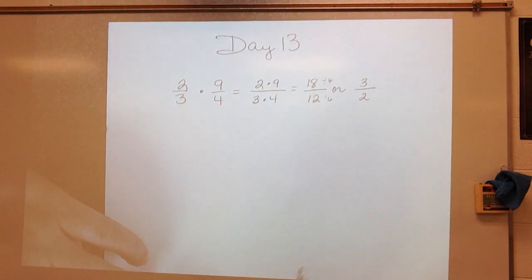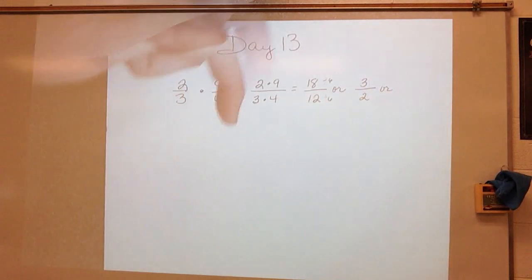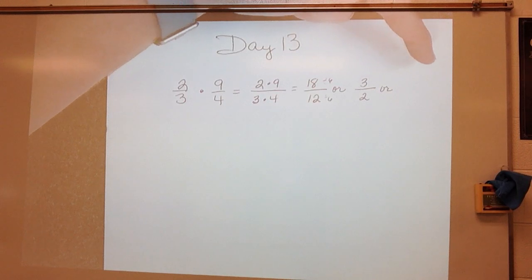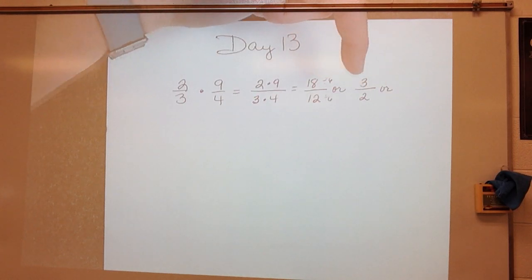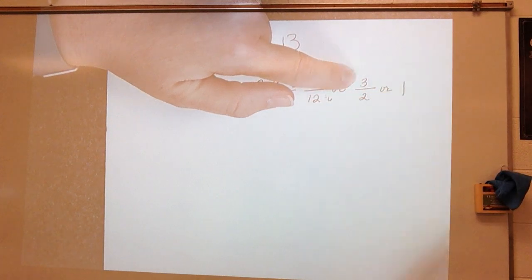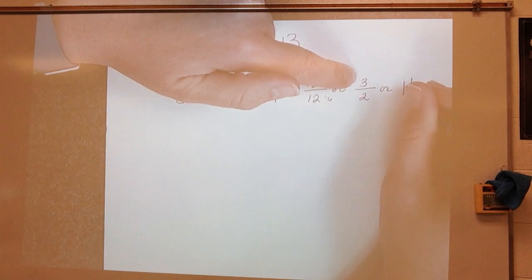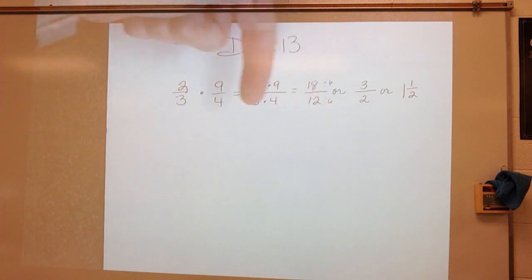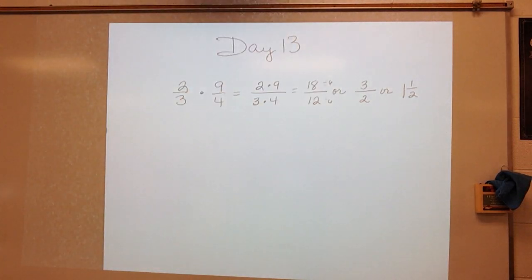So you could actually find it in any different form. 18/12, 3 halves. Go ahead and change it to a mixed number. 2 goes into 3 one time. That's 2. So 3 minus 2 is 1 with 1 left over. So you may find it in any of these 3 forms. You may find it as 18/12, 3 halves, or 1 1/2. But like I said, the nice thing about multiplying fractions, I'm just multiplying straight across. I don't have to do anything special.